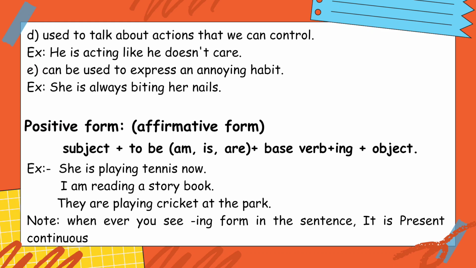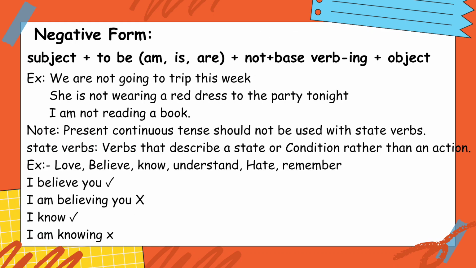Note, whenever you see ing in the sentence, it is present continuous. Negative form: subject plus be form plus not plus base verb ing plus object. Example, we are not going to the trip this week. She is not wearing a red dress to the party tonight. I am not reading a book.